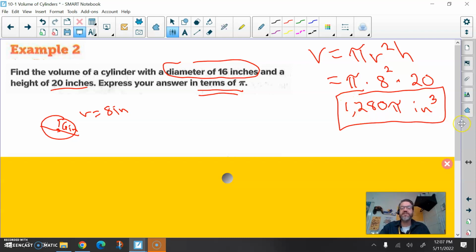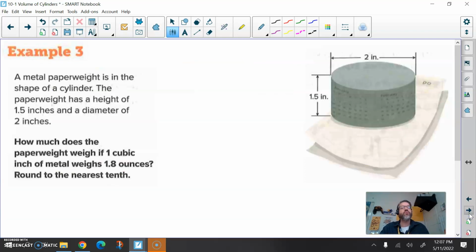Okay, because of time, I just want to jump ahead and do one more problem here, because this one takes it one step farther than the ones we've done so far. Here we have a metal paperweight in the shape of a cylinder. The paperweight has a height of 1.5 inches. Here it is right here. And a diameter of 2 inches.